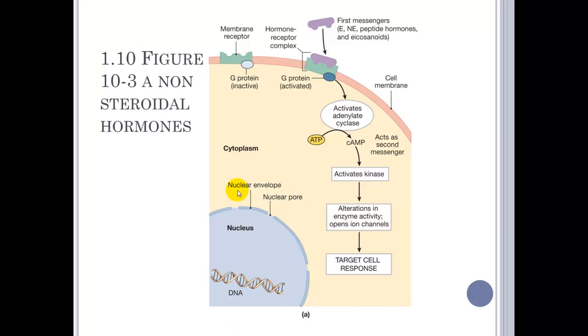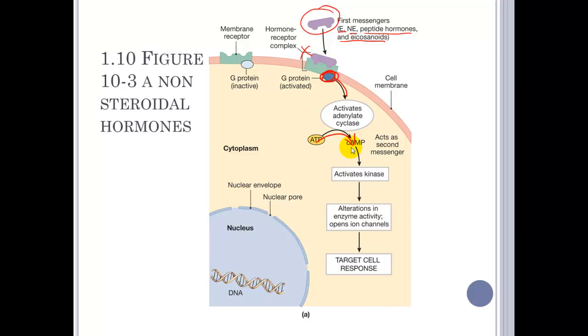All right, so this is a non-steroidal hormone, and this is going to be an example of epinephrine, norepinephrine, peptide hormones, and eicosanoids. So here's our hormone that was released, and it hits the surface of the cell. This is going to activate a G protein, which then activates adenyl cyclase, which will convert ATP into cyclic AMP.